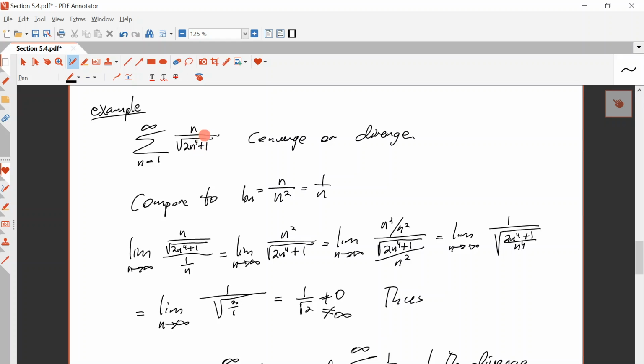So when you have a series with polynomial expressions, a rational function essentially, a ratio of polynomial expressions, you compare to a p-series, where you take the highest power of n on top and the highest power of n on the bottom and cancel out and see what you have left. And that's what you compare it to when you have these so-called rational expressions.